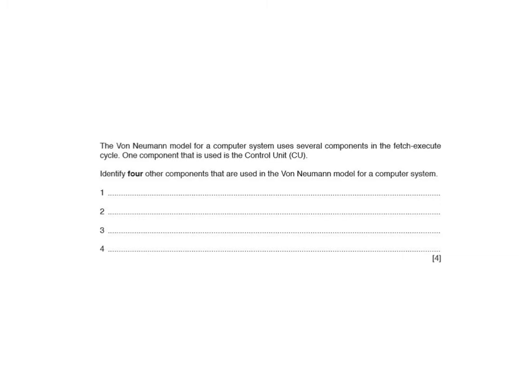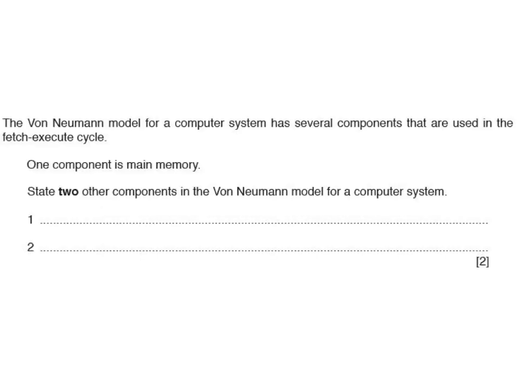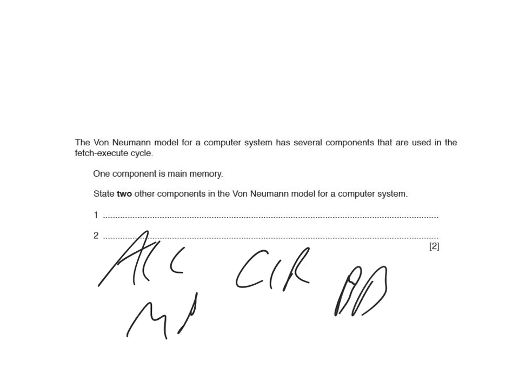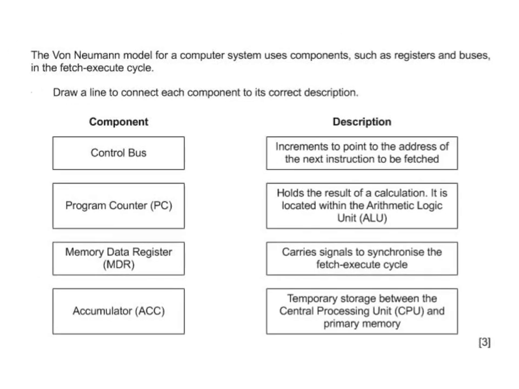Let's see, identify 4 other components in the von Neumann model of the computer system. Oh my goodness, we've written so many of them. You could talk about input and output devices. We could talk about the arithmetic logic unit, memory address register, MDR, accumulator. Literally any of the things we've talked about. The same question as the previous one, components of the computer system. It was 4 versus 2. So any of the registers: accumulator, CIR, data bus, MDR, all of these things, basically the terminology.